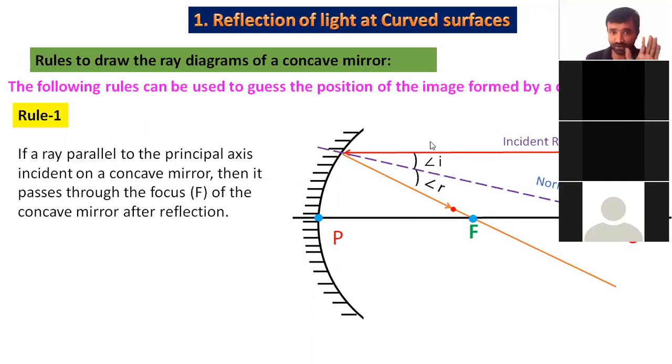You have to verify this mathematically actually. So where does that ray meet the principal axis? Can anyone answer?